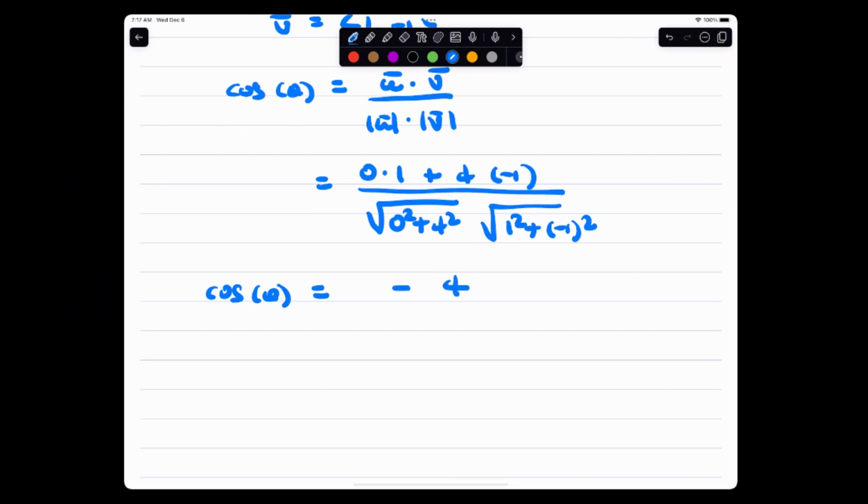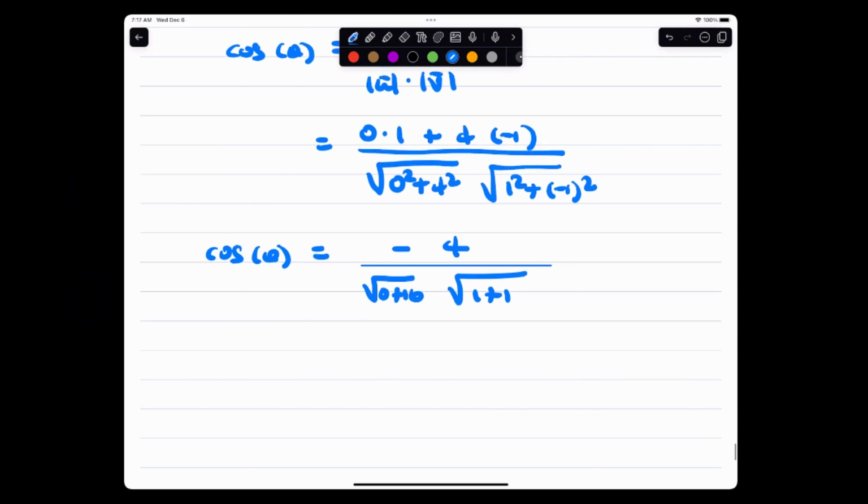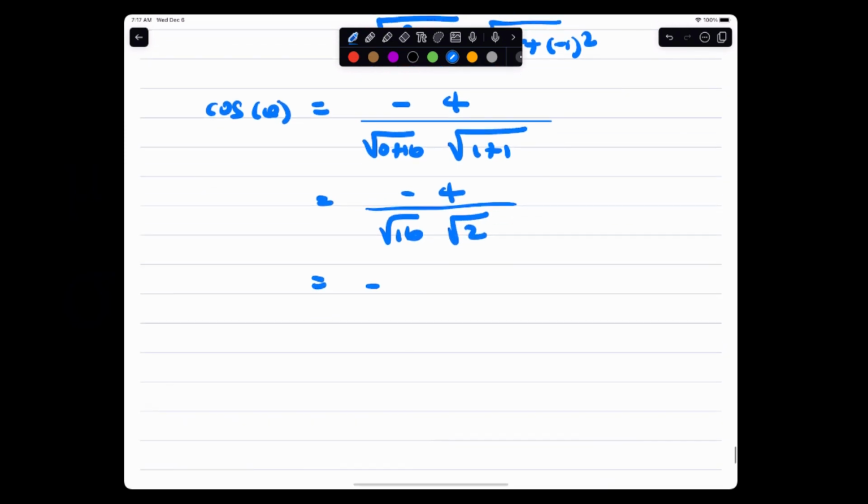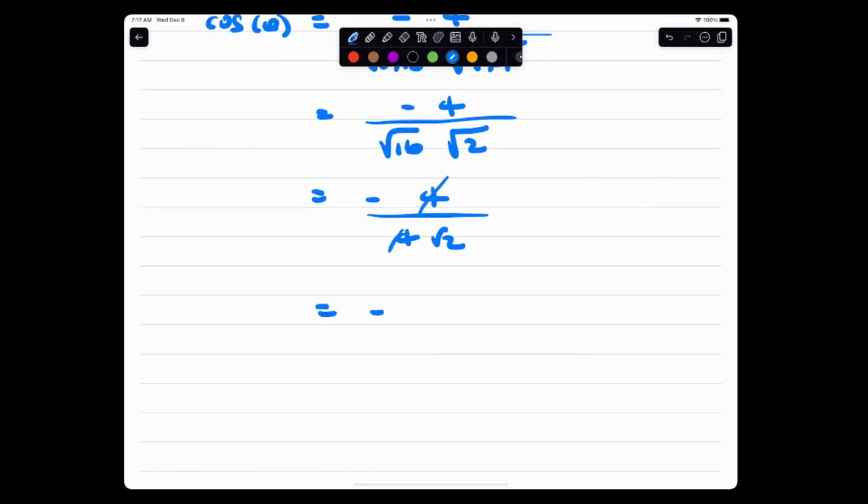Negative 4 over the square root of 0 plus 16, times the square root of 1 plus 1. Negative 4, square root of 16, square root of 2. Negative 4 over 4 times the square root of 2. So this would be negative 1 over the square root of 2. So this is our cosine theta, okay?